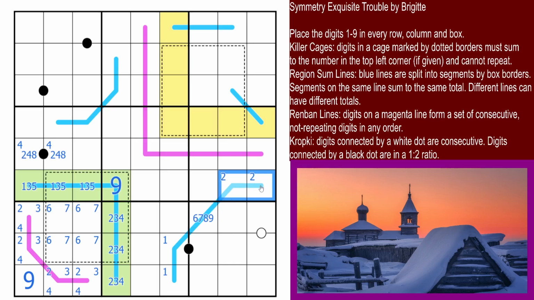Right, now if 2 is here, 7 is not possible, right? Because then that means this will be 2 5, but 5 is already here. So 7 is not possible. Right, so now 6 is not possible here, right? 6 has to be somewhere here.